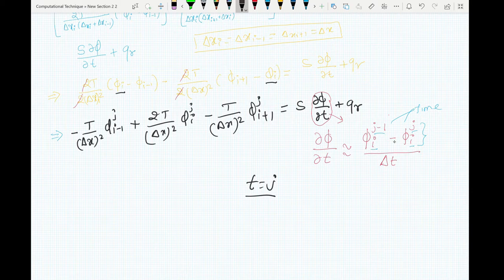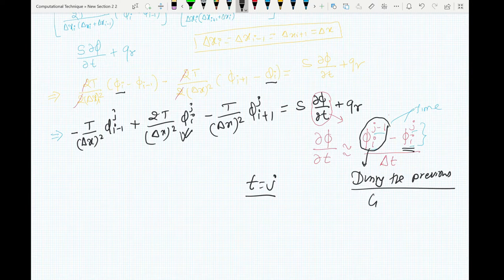And this one we have to find, phi I j, in the current state. And this value here is during the previous time, or at the end of the previous time step. So this will be given or known. Therefore, this I j goes to the left hand side. So what we'll get will look something like this.